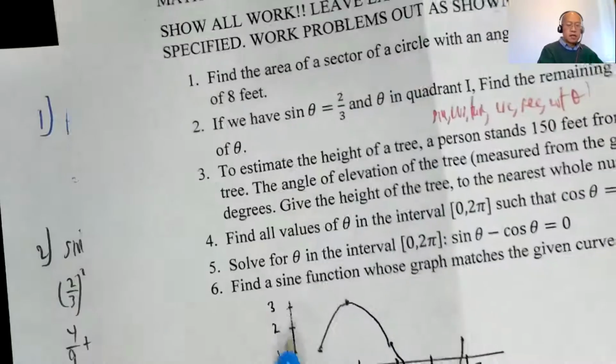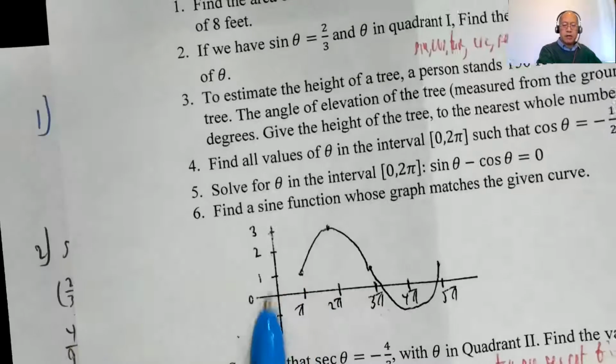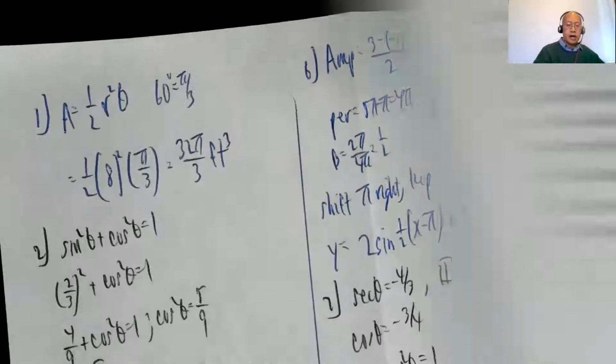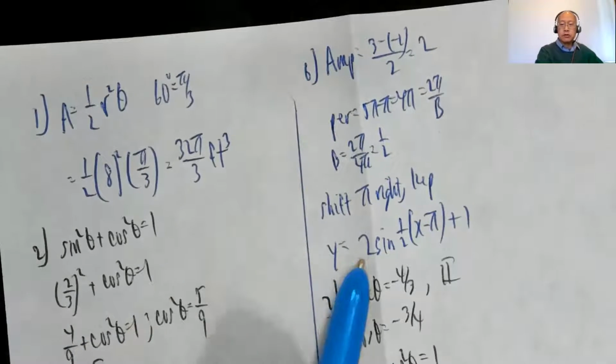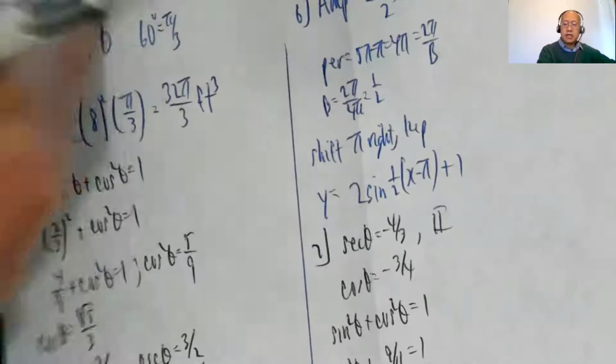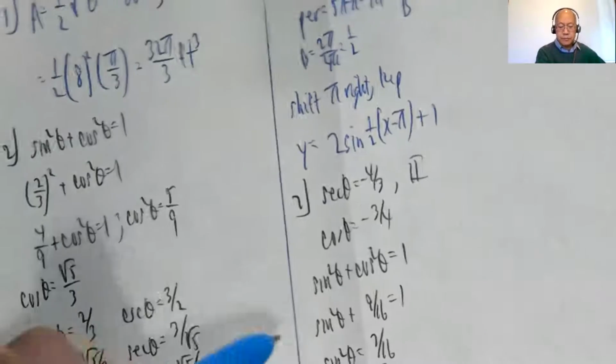And in the shift, sine starting at 0, 0, it moves over to pi, 1. So it's pi to the right and 1 up. So that gives me y equals 2 sine of 1/2 parentheses x minus pi, plus 1.